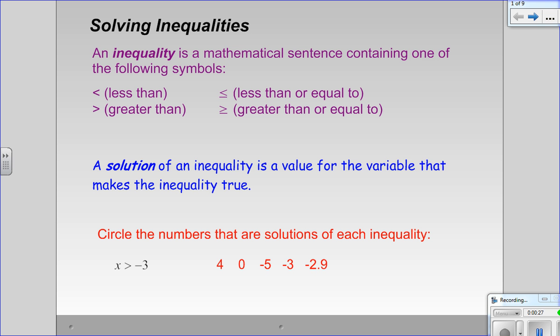Let's circle the numbers that are solutions for the inequality x is greater than -3. We would know that 4 is greater than -3, and 0 is greater than -3. -5 is not, and -3 is not greater than -3. -2.9 is greater than -3 because it would be right of -3 on the number line. So you can see that more than one number is often a solution to an inequality.